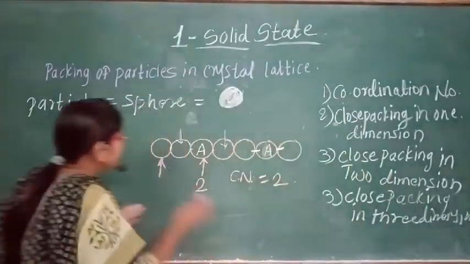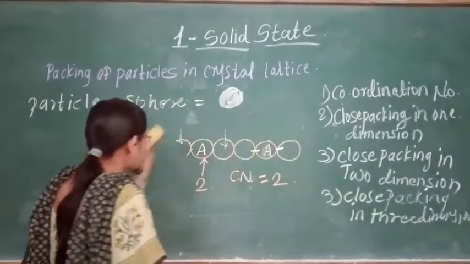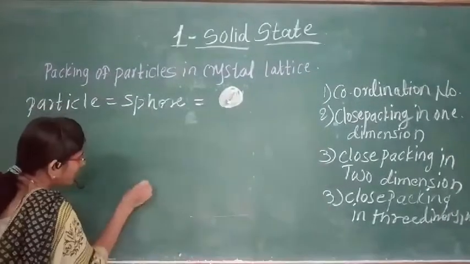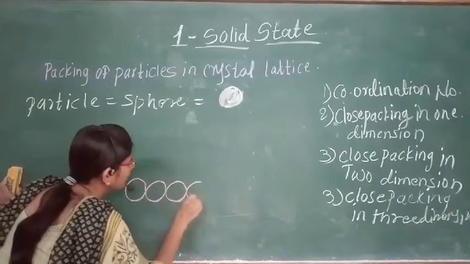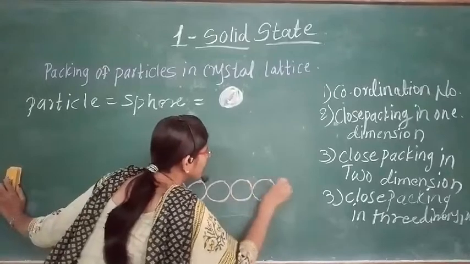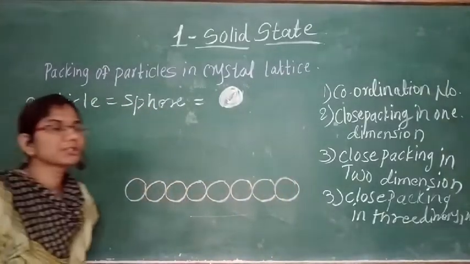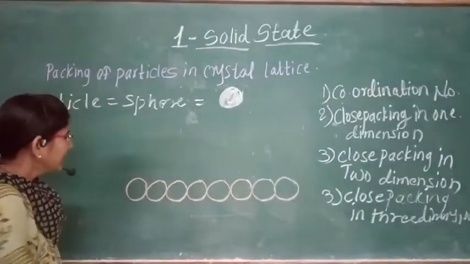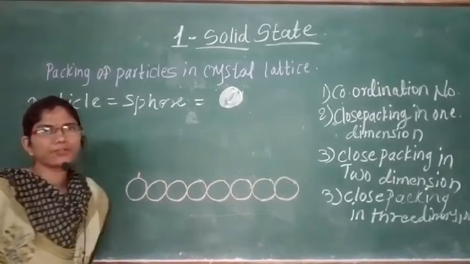Suppose this is a one-dimensional structure. If we have one-dimensional spheres here, then what is the coordination number of this one-dimensional sphere? The coordination number is 2, except at the ends. So these are the troughs.